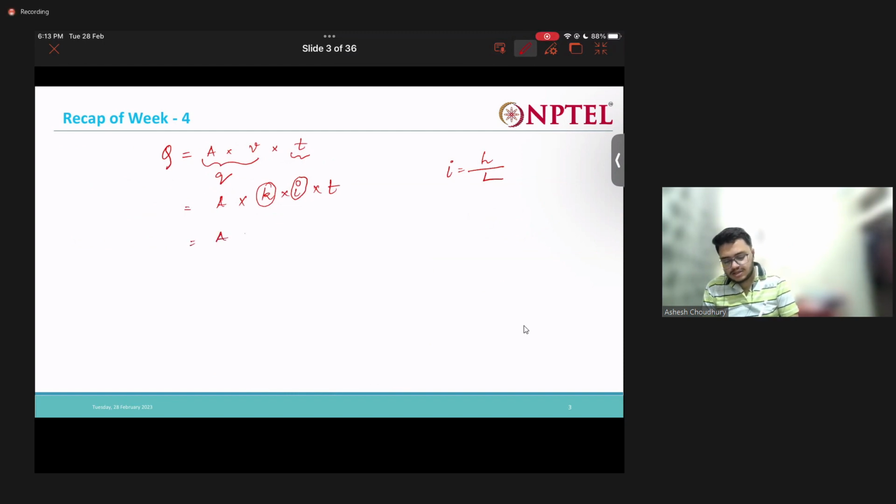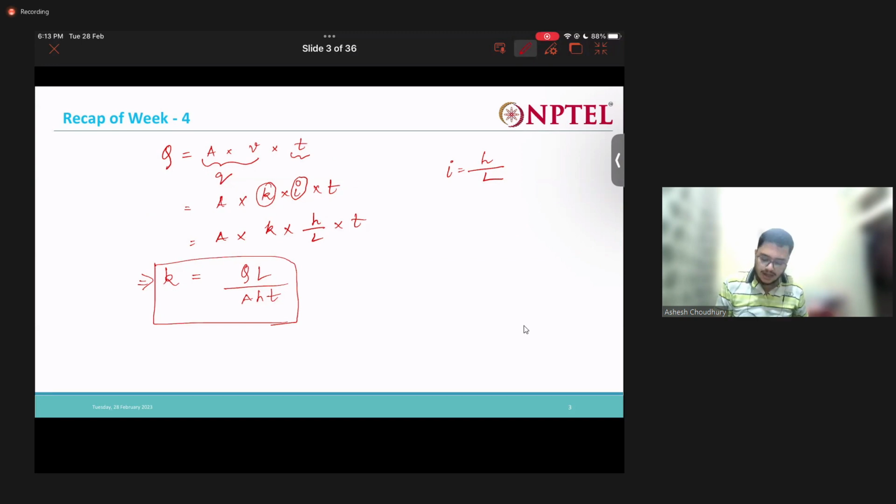So A into K multiplied by H by L into T. If we rearrange, we can find out Q easily, isn't it? If we just rearrange the terms, we'll get K is equal to QL by AHT. So using this expression, we can find out the hydraulic conductivity of the soil. We know this volume, we know this length of flow, we know the area of cross section of the soil sample. We know the head loss, we know the time, we can calculate.